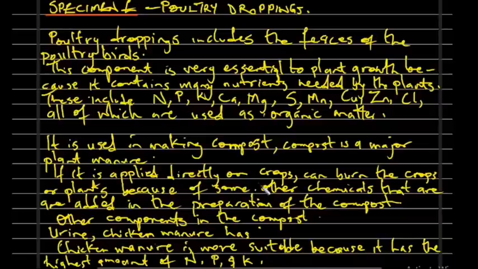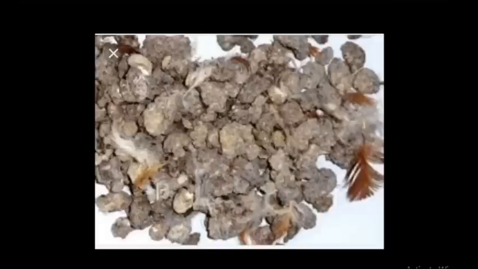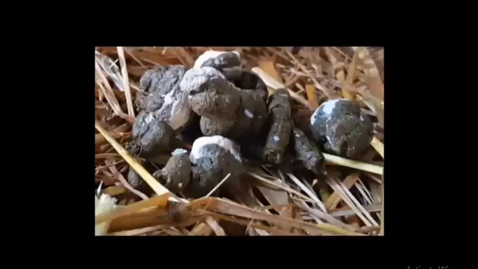So looking at the substance now, this is what the poultry dropping looks like. We can see it. This has been pelletized. We can also see it here. This is almost fresh. You can see it's mixed with some feeds and feathers in this particular picture here. So that is what the poultry dropping that we're looking at looks like.